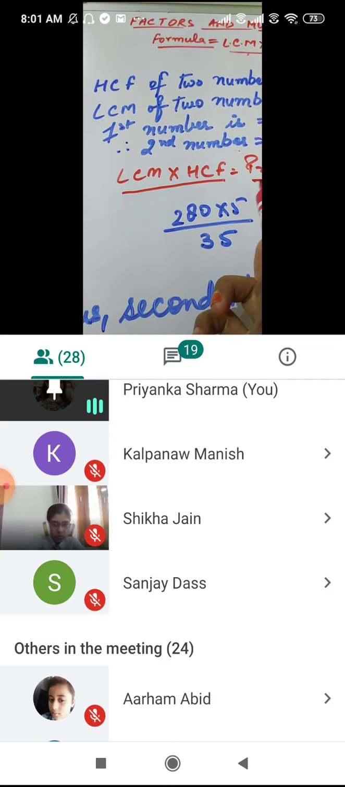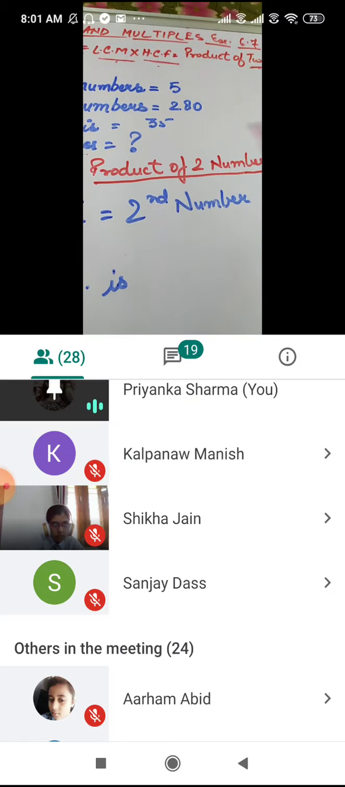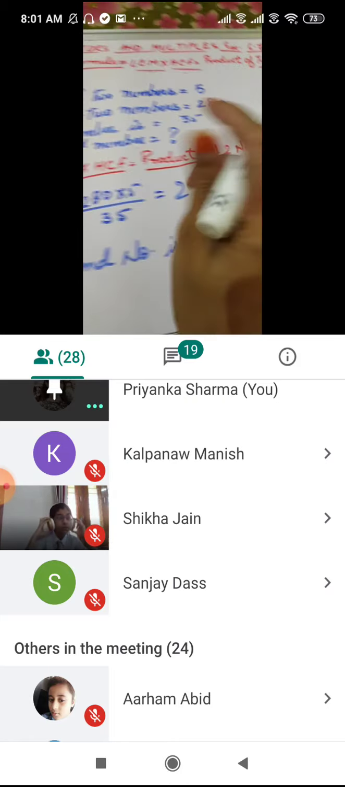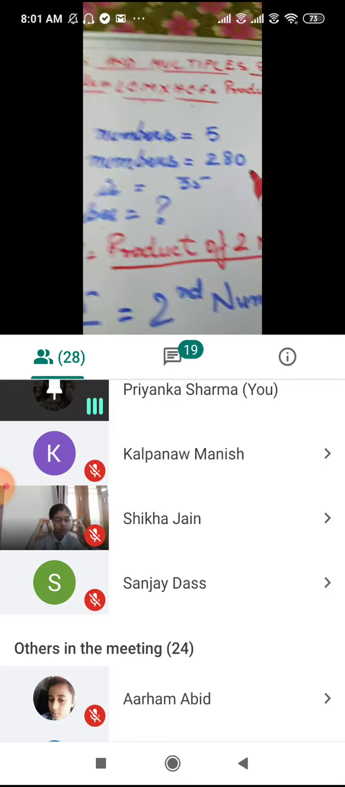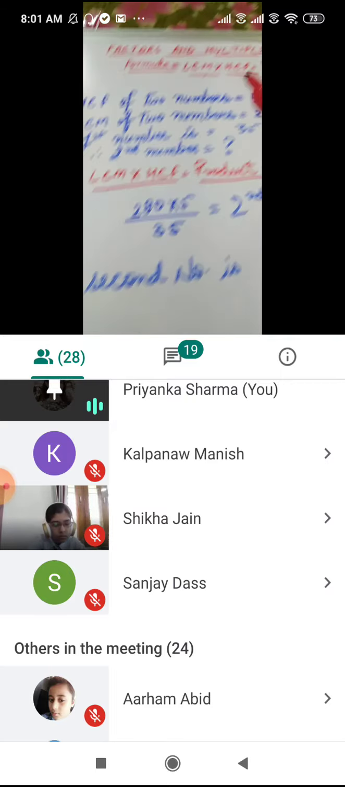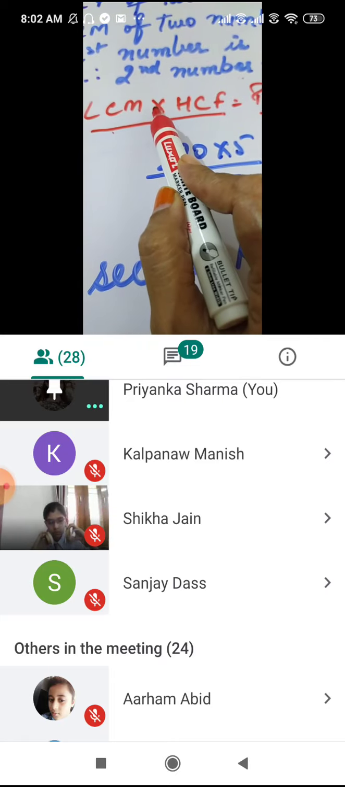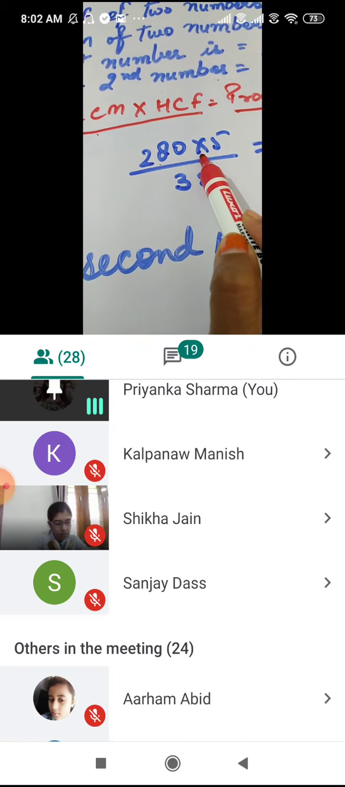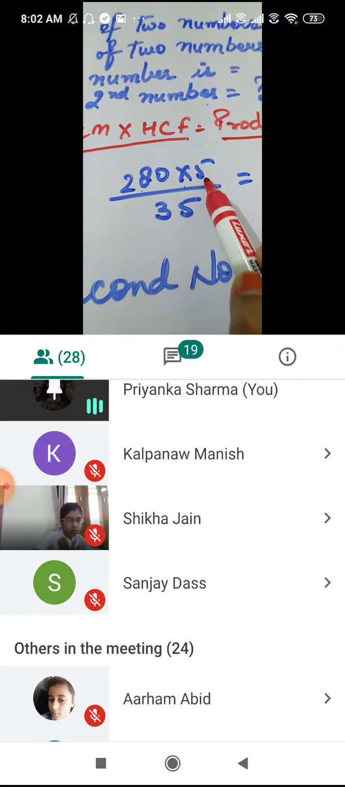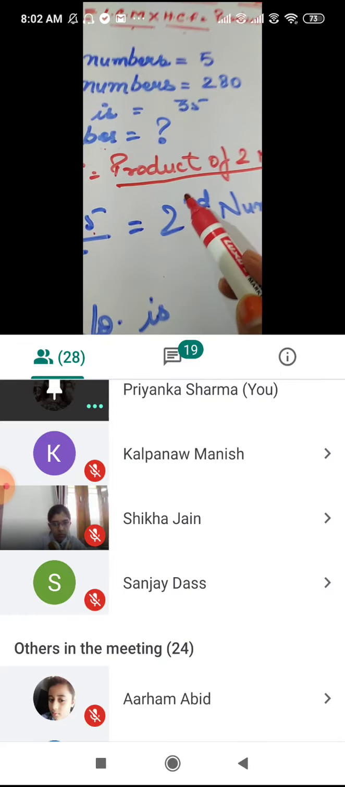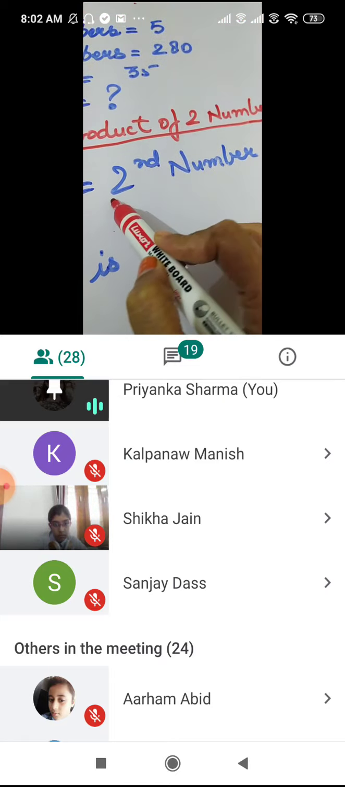Very easy. On the left hand side, what comes? HCF into LCM. And on the right hand side, what comes? Product of two numbers. Now here HCF, LCM, how much is the LCM given? We have written here LCM of two numbers 280. That means under LCM we are going to write 280, into multiplication sign will be copied as it is. HCF, how much is the HCF given? 5. So we are going to write 5 here. Okay, is equal to product of two numbers is equal to what we have to find? Second number.